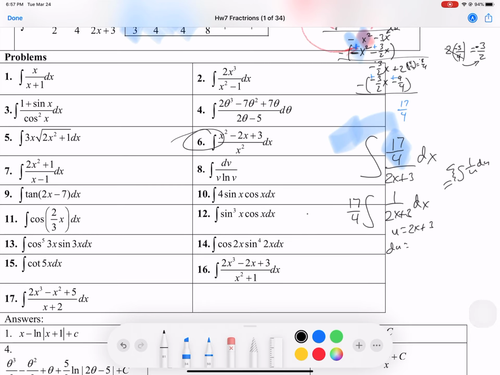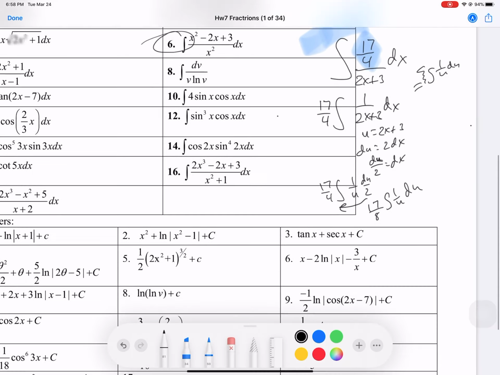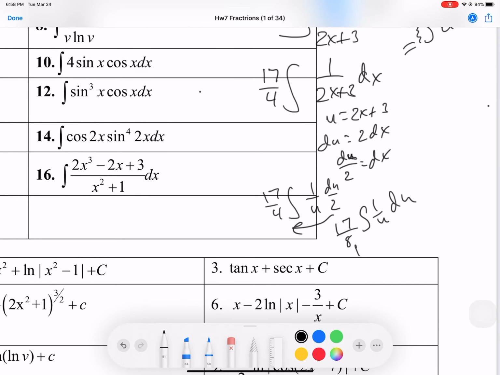The derivative, automatically just take the derivative as 2 dx. So we need to bring over a du over 2. 17 over 4 integral of 1 over u du over 2. This 2 gets kicked out, and that's how we end up with a 17 over 8 on the outside. And then the integral of ln of u, I'm sorry, I just did the integral in my head. Integral of 1 over u du is 17 over 8. I'm sorry, I should write this a little nicer.